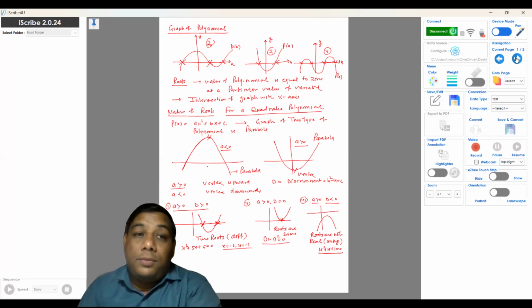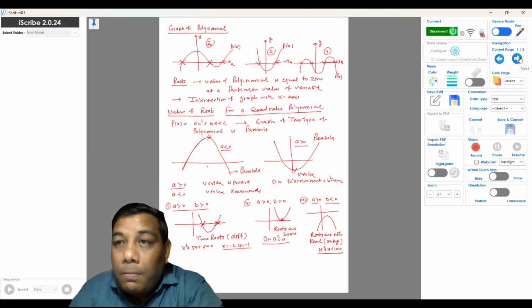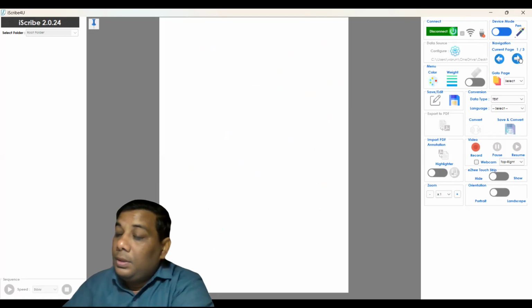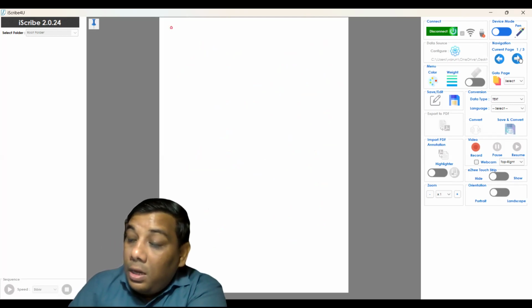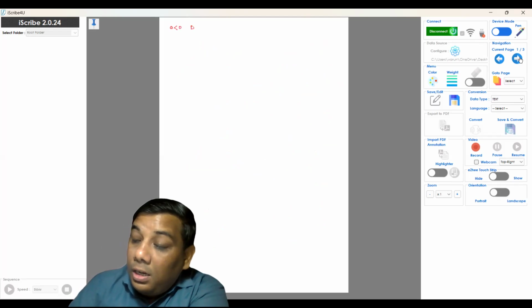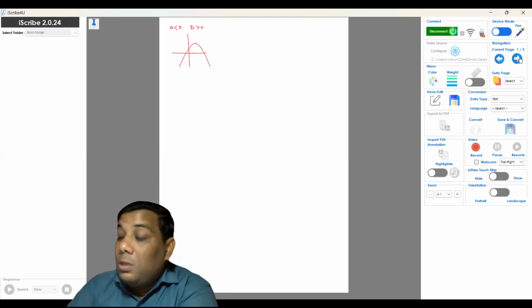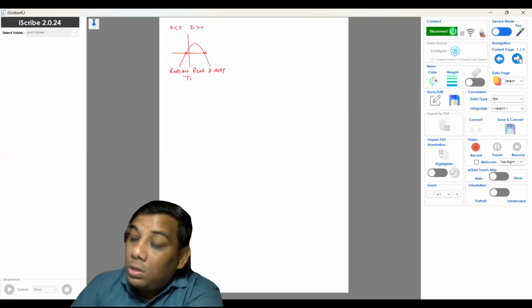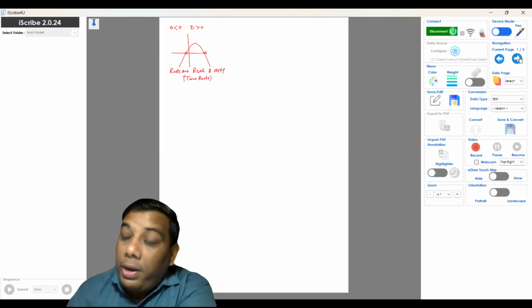Now the second condition. Again, I am changing my page. Next condition is a less than 0 and D greater than 0. Then the graph of the parabola has the vertex downwards. Here, roots are real and different. Two roots, because it intersects the x-axis at 2 points.